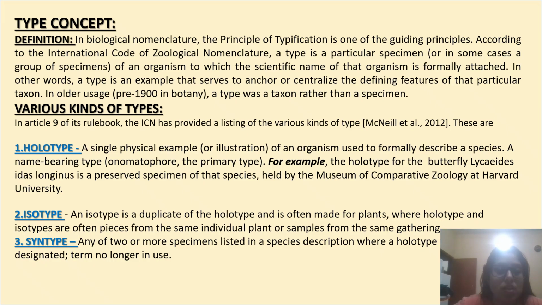Next, isotype. An isotype is a duplicate of the holotype and is often made for plants, where holotype and isotypes are often pieces from the same individual plant or samples from the same gathering. Next, syntype. Any of two or more specimens listed in a species description where a holotype was not designated; a term no longer in use.